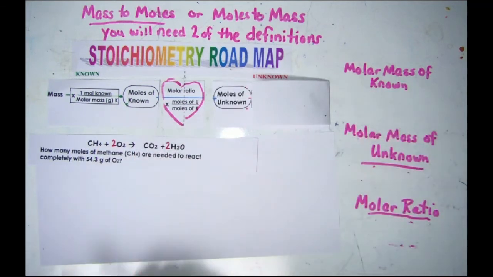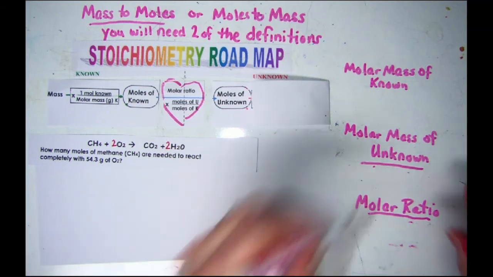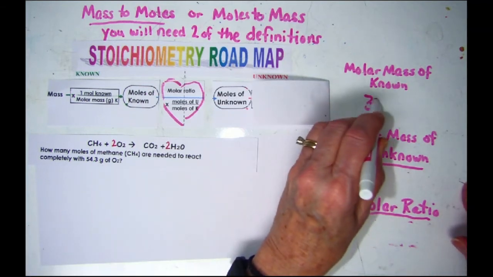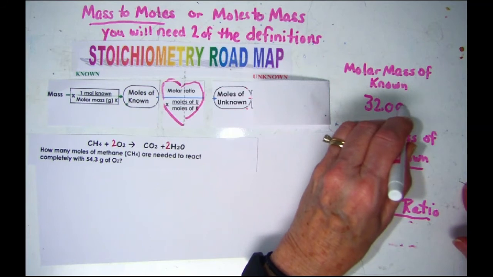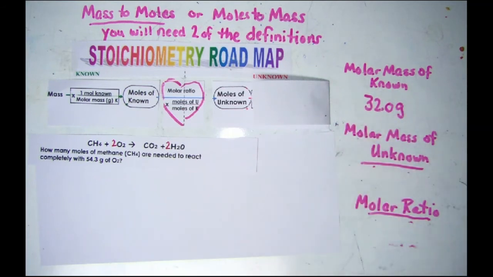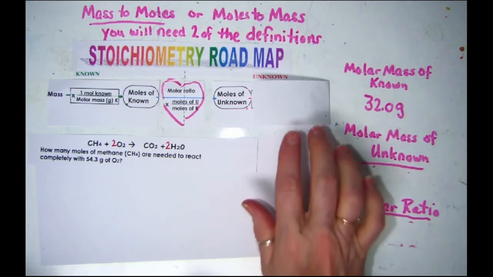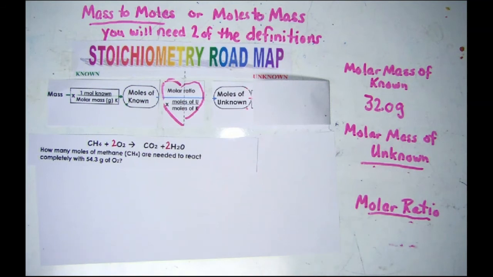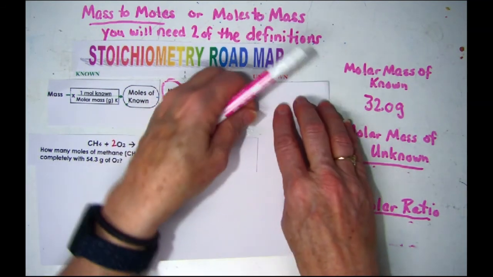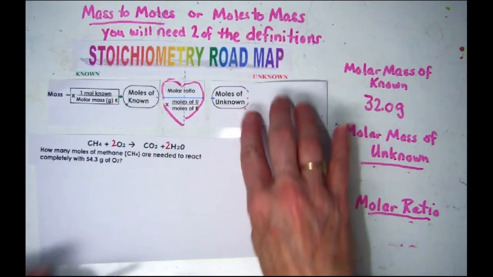We have a different molar ratio, so we need a different molar mass. We need the molar mass of methane. No, excuse me, we need the molar mass of oxygen. The molar mass of oxygen, since that's where we're starting, is 32.0 grams. It's 2 oxygens at 16 each. And that's what we're going to end up having as our molar mass.